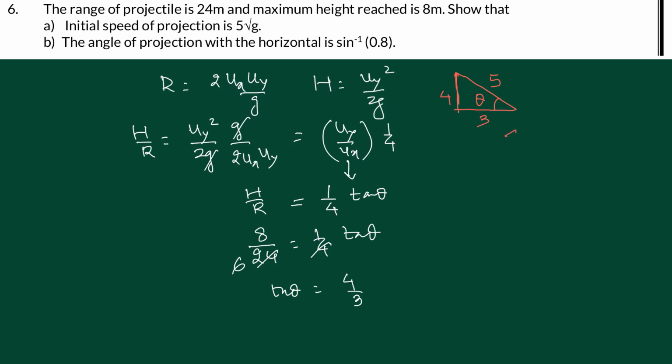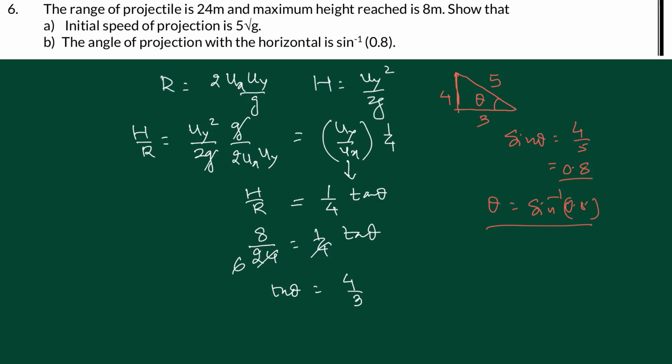So from same diagram, how much should be sin theta? Opposite side by hypotenuse, that is 4 by 5, equal to 0.8. So part B, you have to show that angle of projection is sine inverse 0.8. That part is over. Now first part, initial speed of projection. So how much is initial speed of projection? How to find that out?